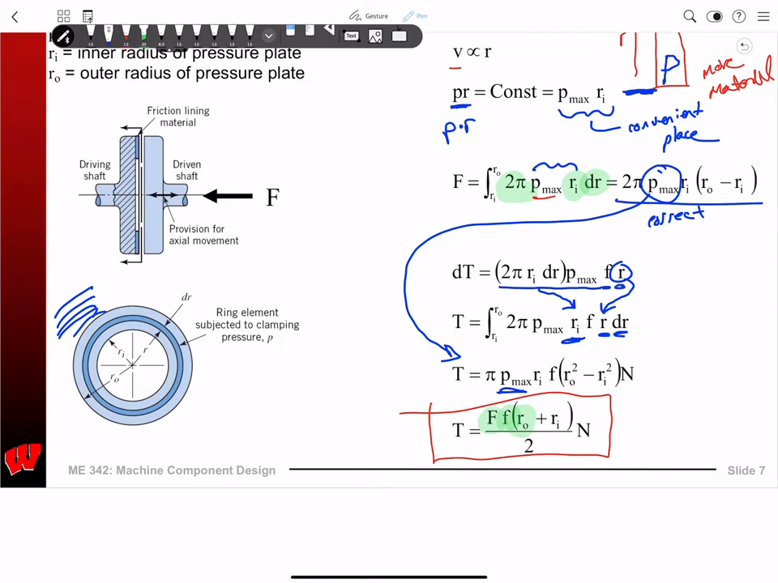Wait a minute. I increase my inner radius. What? So if I increase my inner radius, so now I'm going like this. What? By increasing the inner radius, I'm basically taking a Frisbee and making it into an Aerobee. And I get more torque. That doesn't make sense. What the hell is going on here?